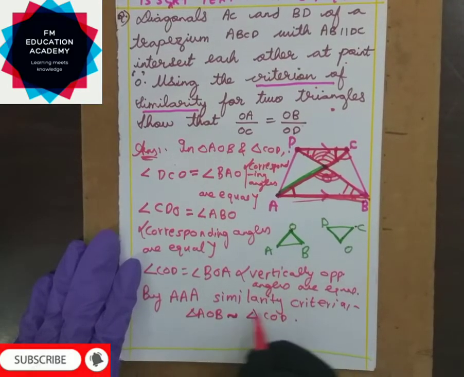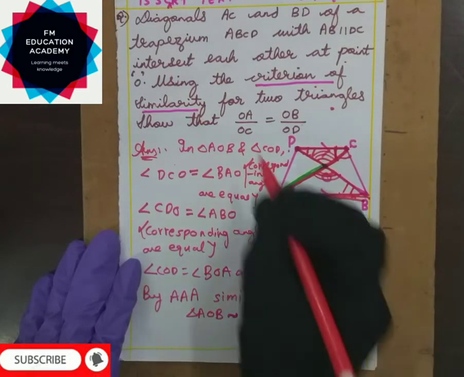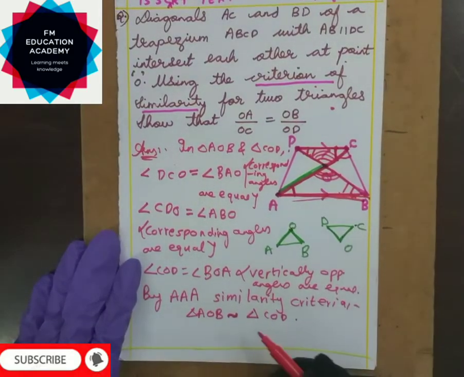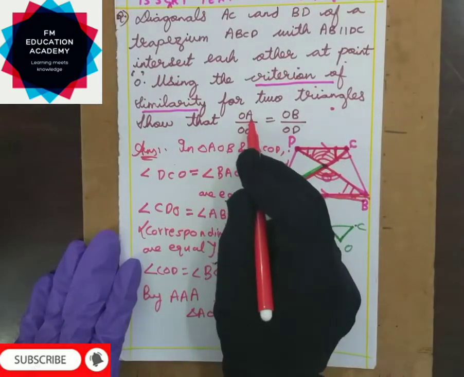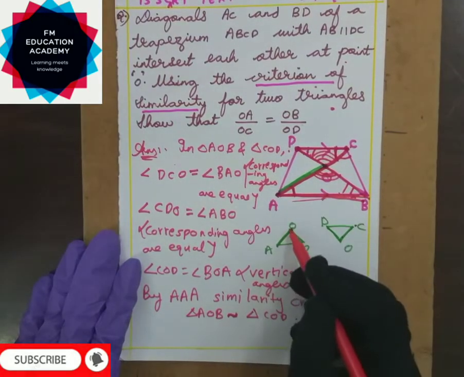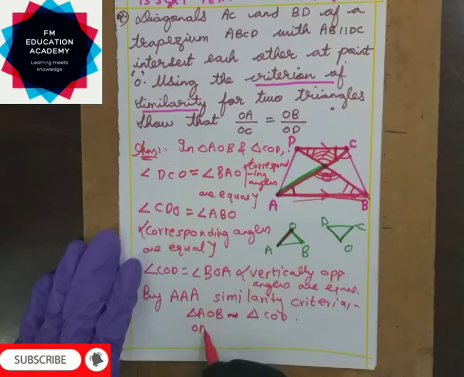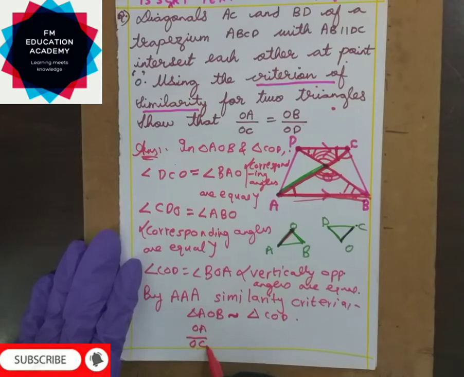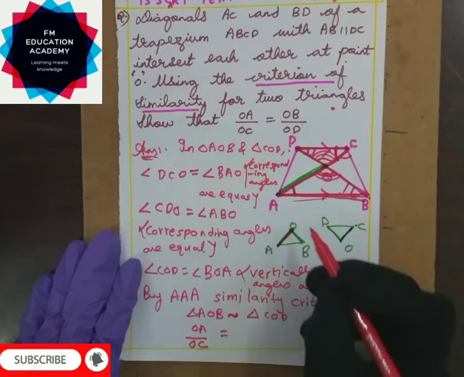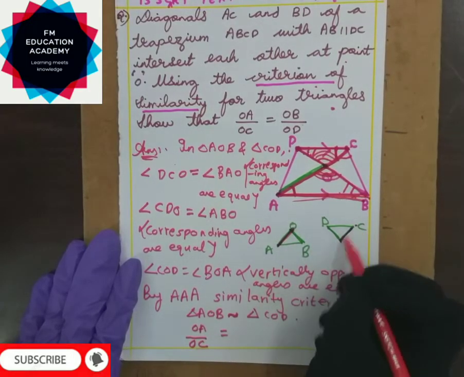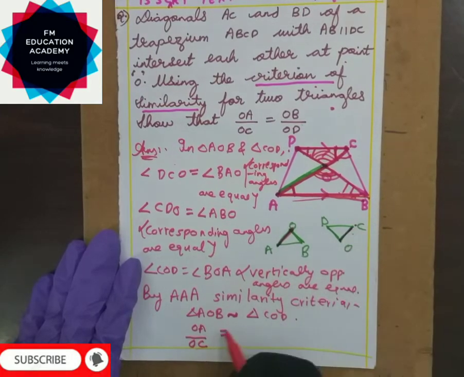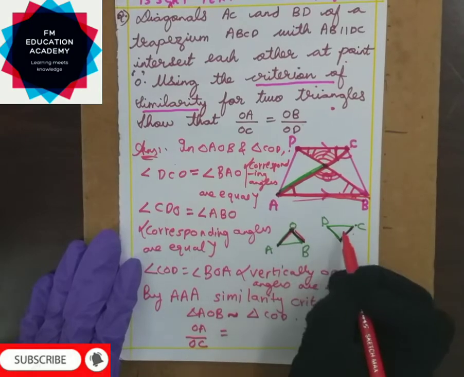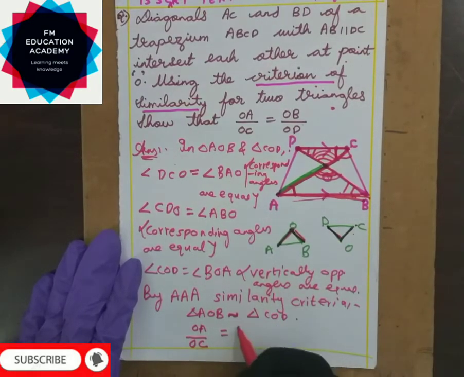Okay, and when the triangles are similar, we know that the sides are in the same ratio. If triangles are similar, taking the sides, which side do I want? I want OA in this triangle. So OA I can take. OA by, I need OC in this triangle. So I can say OA by OC. Why OA by OC? Because first side of first triangle by first side of second triangle is equal to second side of first triangle by second side of second triangle. That is OB by OD.